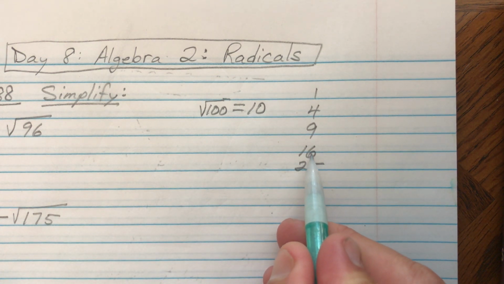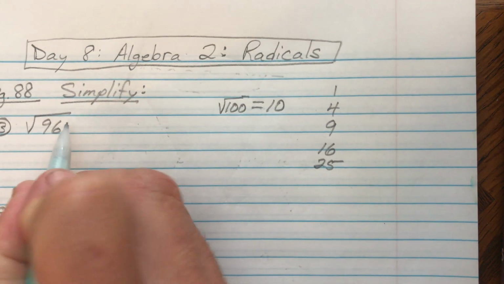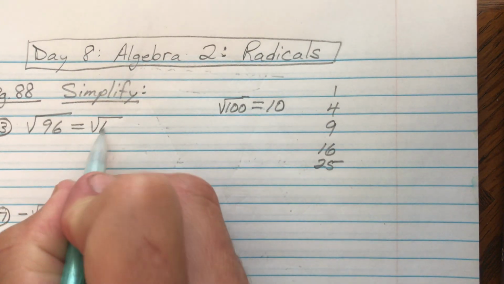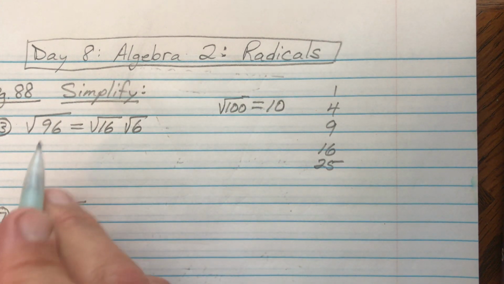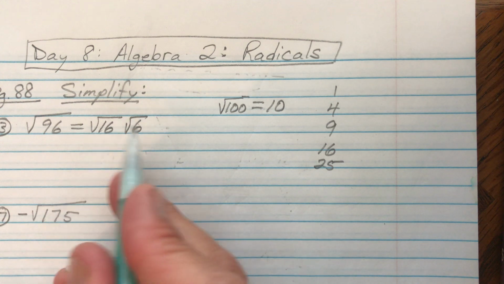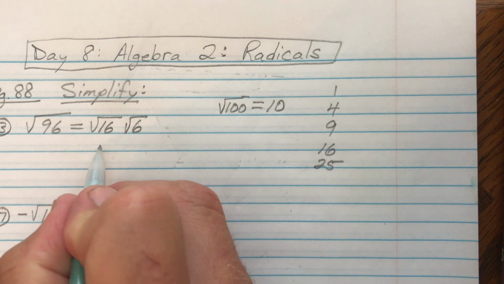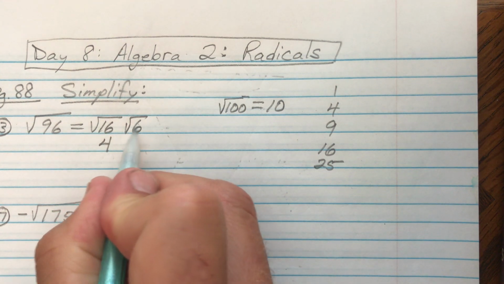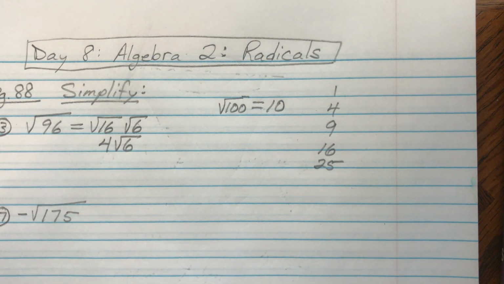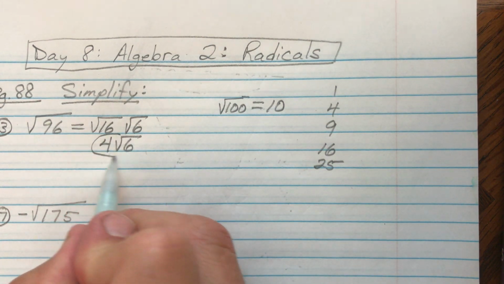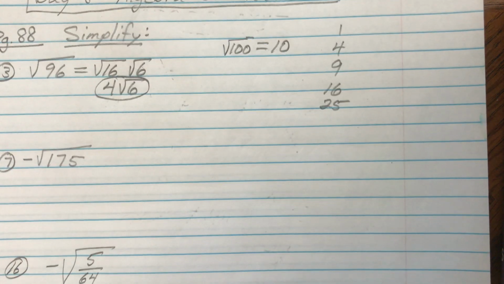And if you think about it, 16 times 6 is 96. So we're going to rewrite radical 96 as radical 16 times radical 6. The square root of 16 is nice. That's why we chose it. It was on this list. So radical 16 is 4. Radical 6 is messy, so you just leave it. So 4 radical 6 is considered radical 96 simplified.